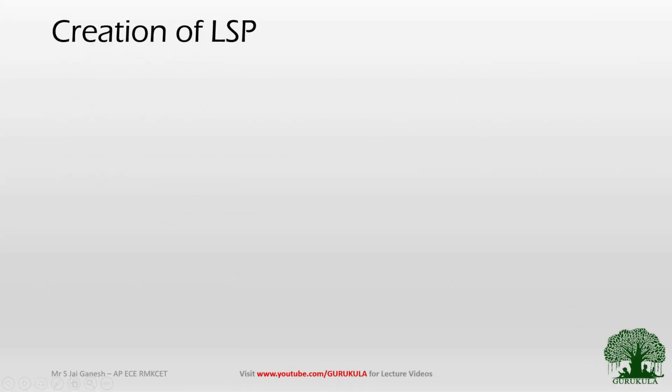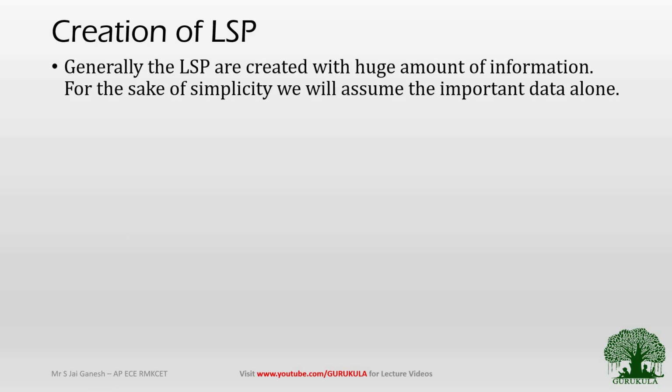Our first step is creation of the LSP. Generally, LSPs are created with a huge amount of information in them. But in this video, for the sake of simplicity, we will just assume that the LSPs are created with a minimum and important amount of data. There are 4 important pieces of information that each and every LSP will have: node identity and list of links, sequence number, and then the age.